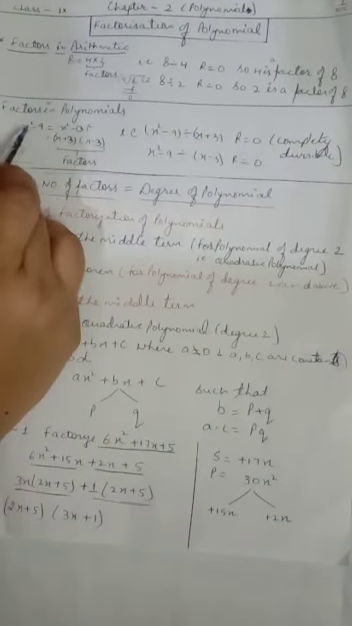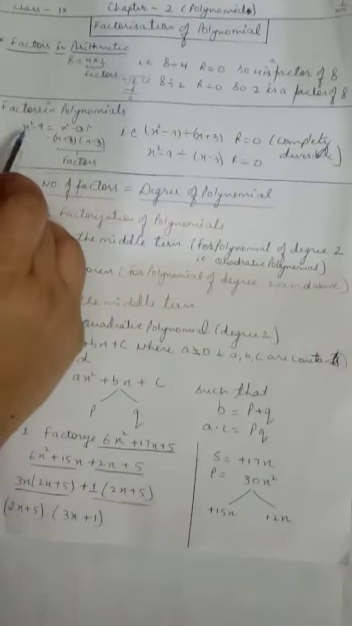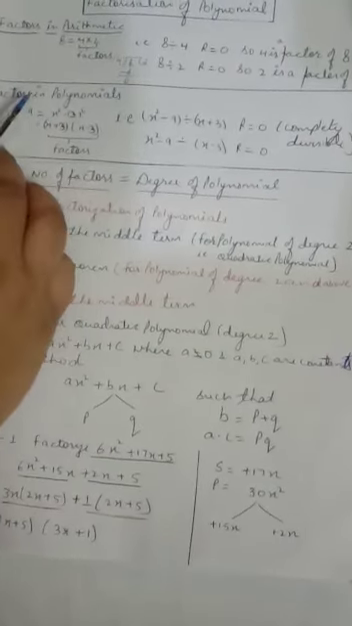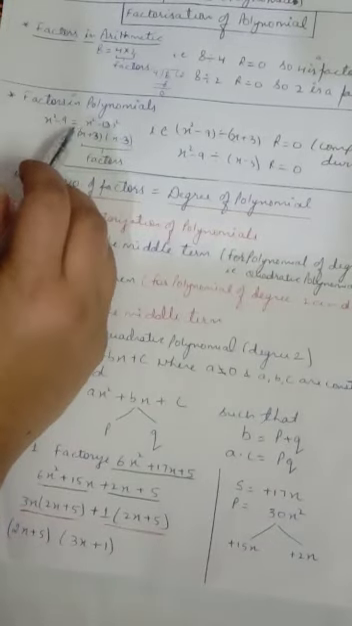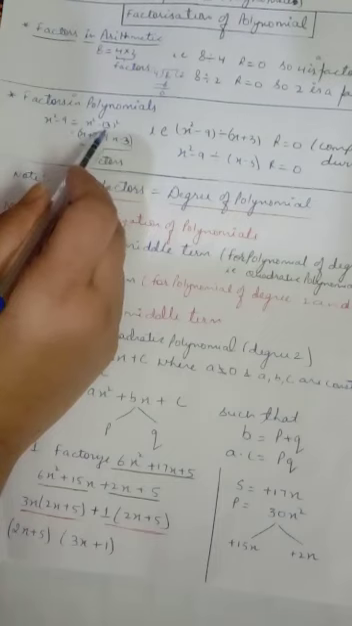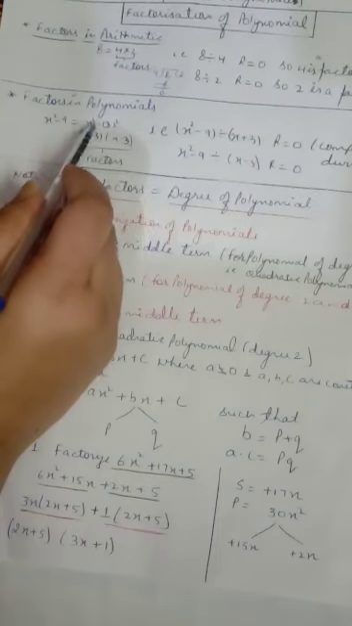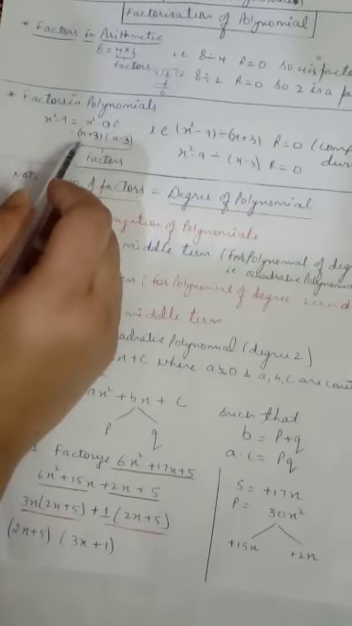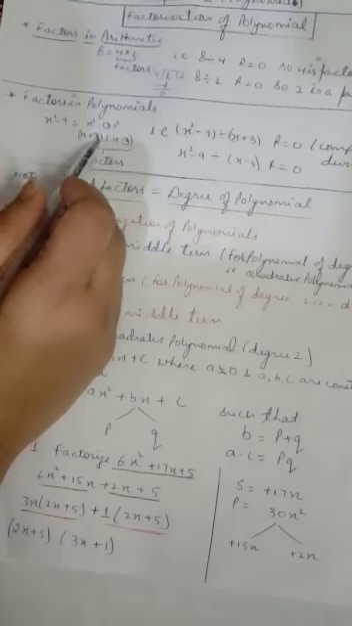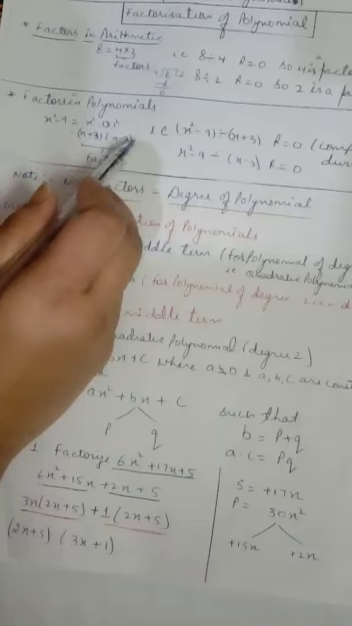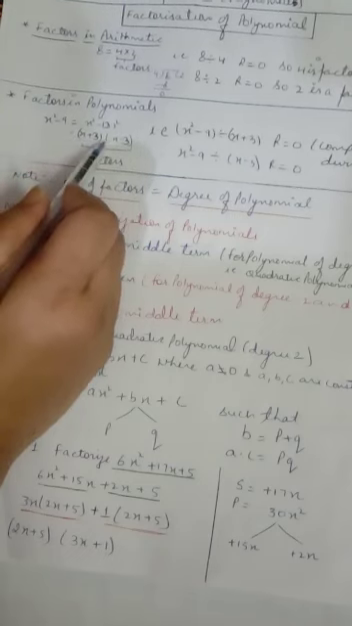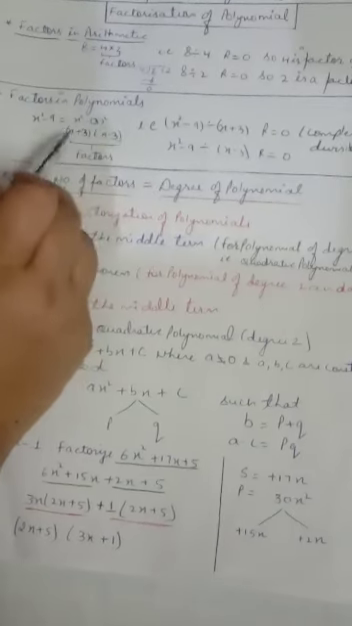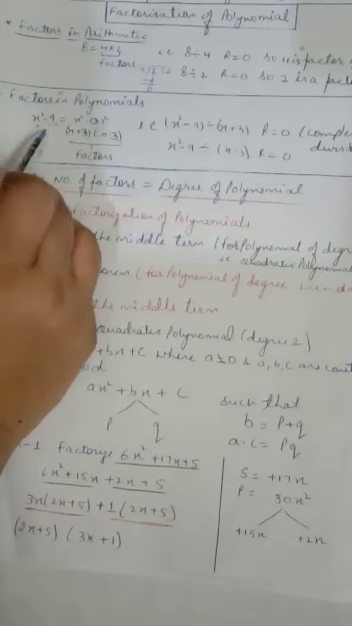Now suppose I have taken a polynomial x square minus 9. If 9 can be written as 3 ka square, so it's a form of a square minus b square. I can write it as a plus b, that is x plus 3, and a minus b, that is x minus 3. So x square minus 9 can be written as x plus 3 into x minus 3. So that means I have factorized x square minus 9.